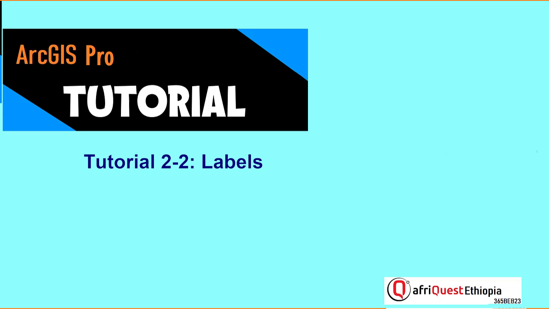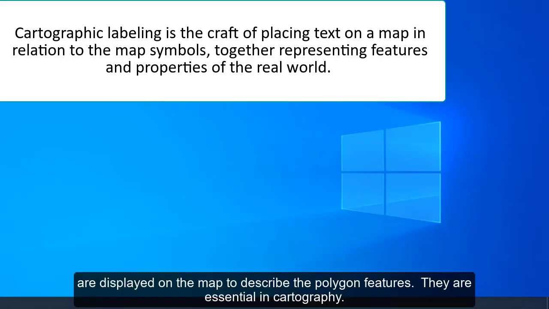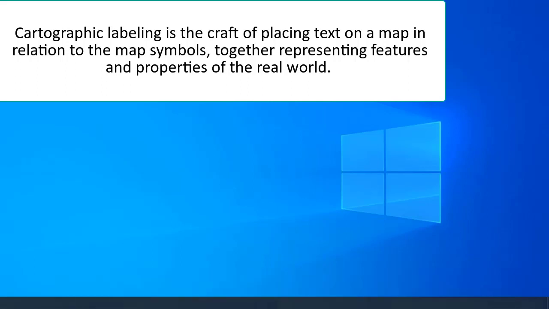Labels are names and they are created from the attribute data, and they are an important part of cartography. It is very essential in map making, and this tutorial is about labeling. Therefore, we will first open the project 2-2.